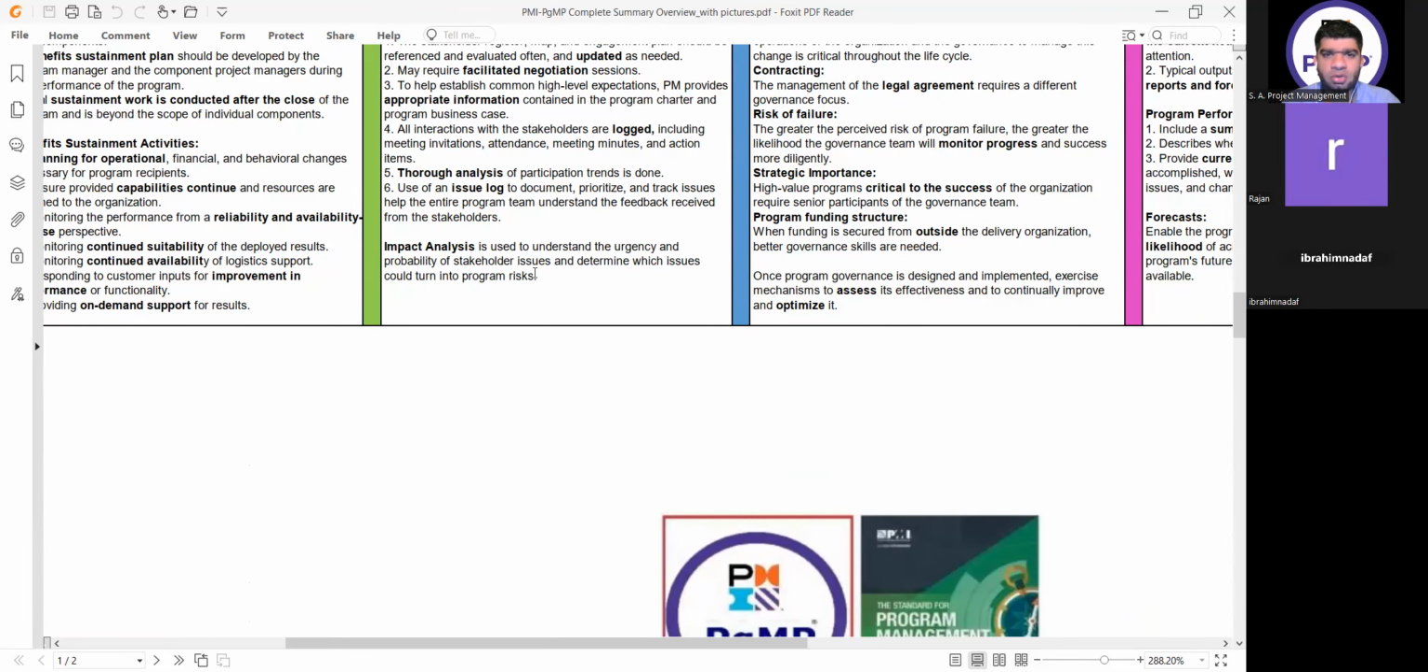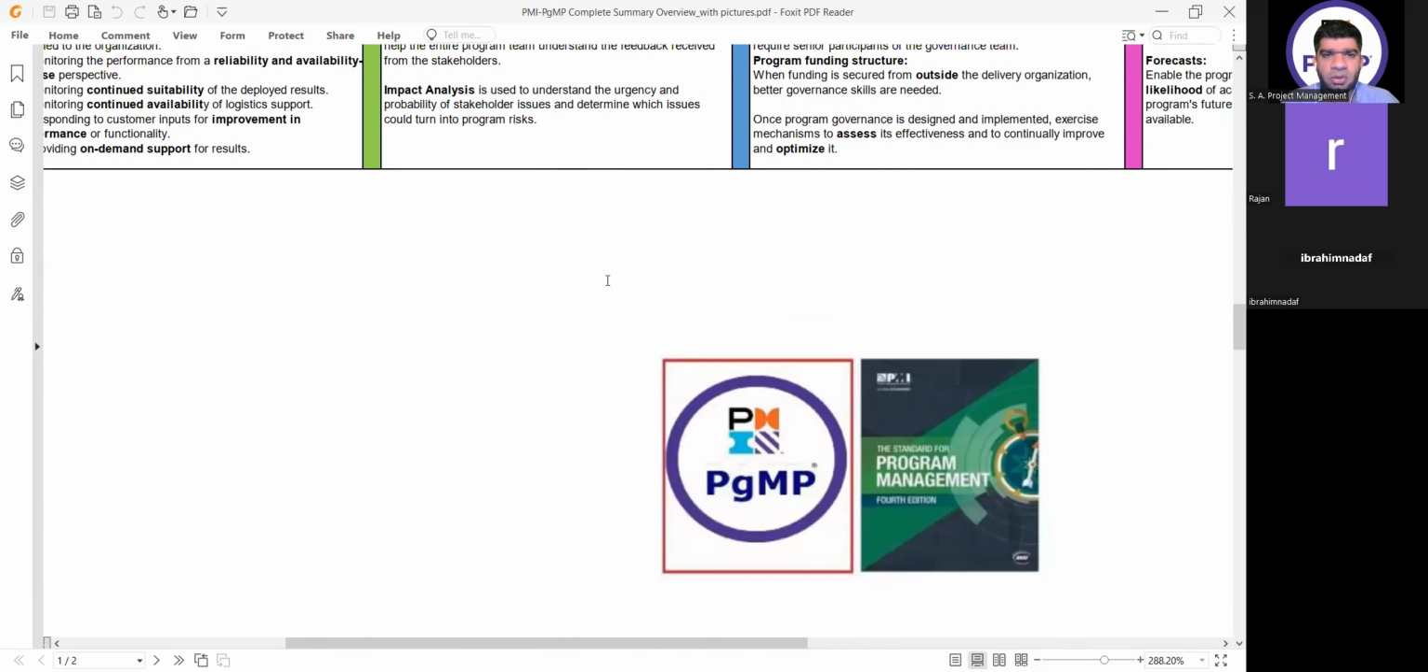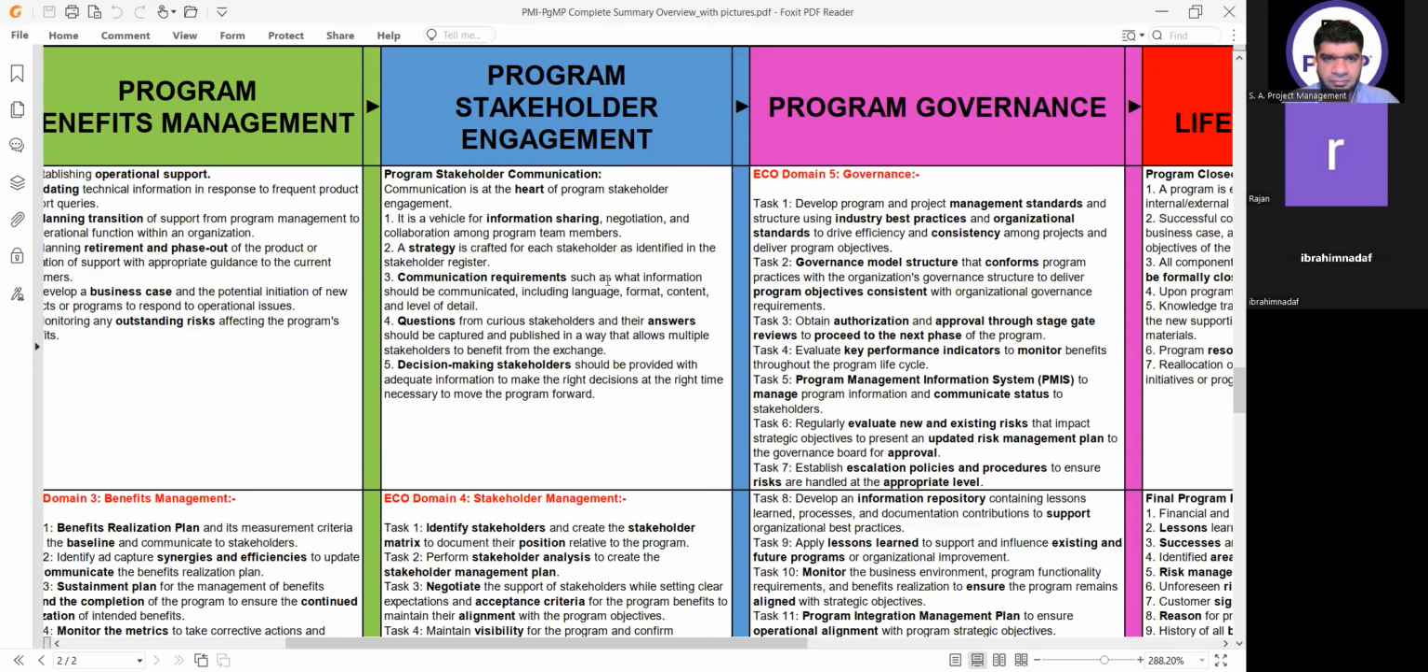Impact analysis is used to understand the urgency and probability of stakeholder issues and determine which issues could turn into program risks. Then we do the program stakeholder communication, in which we provide information sharing. A strategy is crafted for each stakeholder. Communication requirements are to be followed. Questions from various stakeholders have to be written down, and decision-making stakeholders must be provided with appropriate information so they are able to make the right decisions.